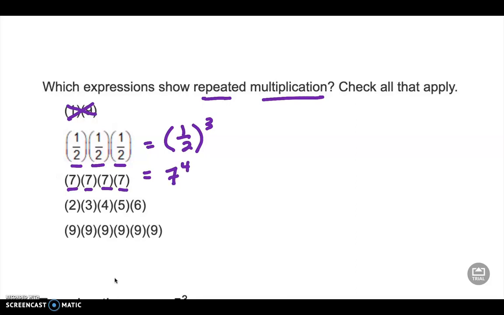The next one we have 2 times 3 times 4 times 5 times 6. Well, they're multiplying, but they're different numbers. So that one is not repeated multiplication. It's multiplication, but it is not the same number. And finally, we have 1, 2, 3, 4, 5, 6 nines. That is repeated multiplication, so we could rewrite that as 9 to the sixth.